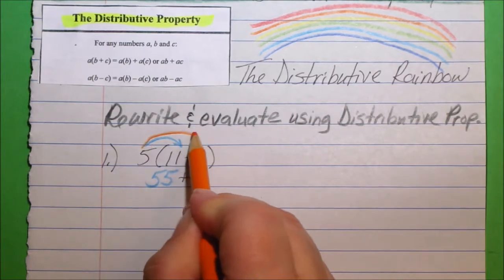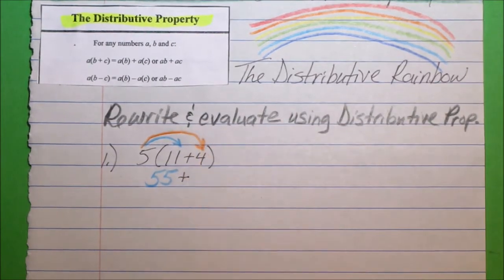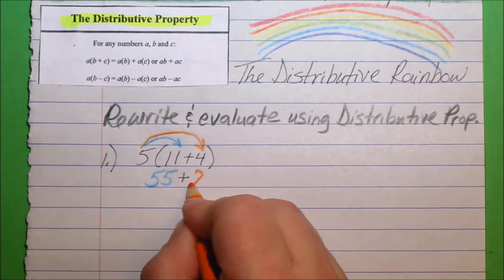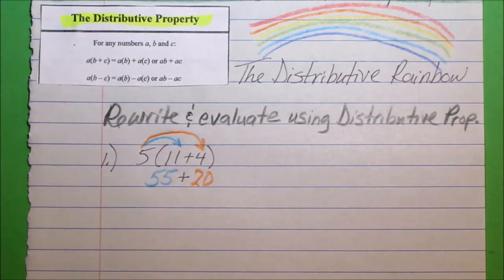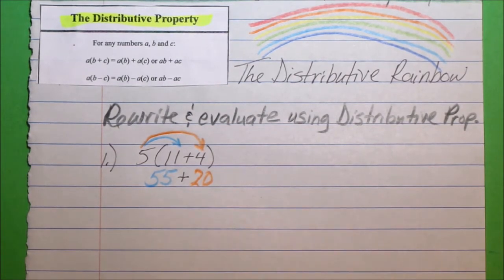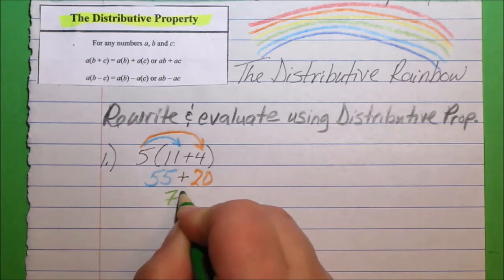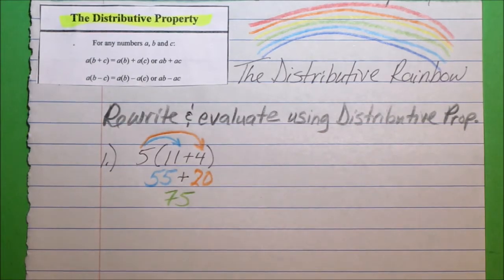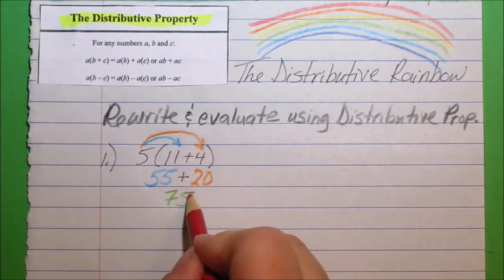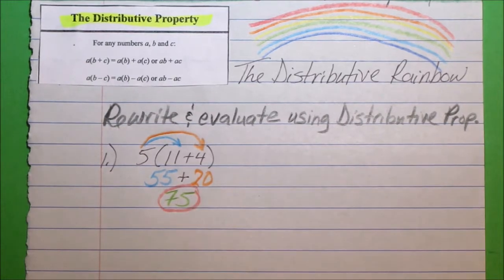So I'm going to take my little rainbow here, and 5 times 4, which is 20. And now I can simply do the math, right? So 55 plus 20 is 75. That's my third step, adding it all up. And there's my answer. That's using the distributive property, just like that.